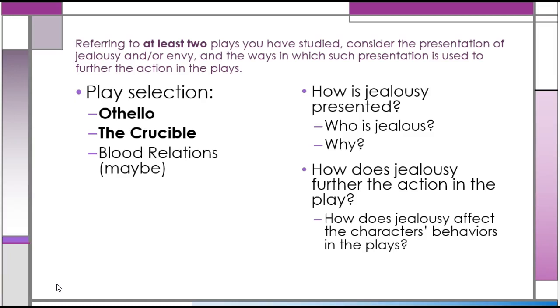particular question. I'm actually, as I'm talking, thinking maybe Blood Relations might be a little bit easier than The Crucible, but I think they both work on some level. It's just you'd have a little bit more struggle in terms of writing, in terms of getting the idea out there with The Crucible. And Blood Relations, Othello is very obvious. That one works very easily with this particular prompt.